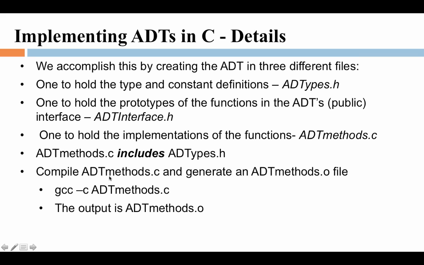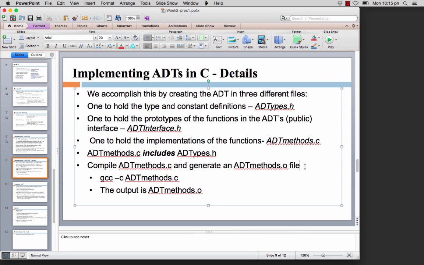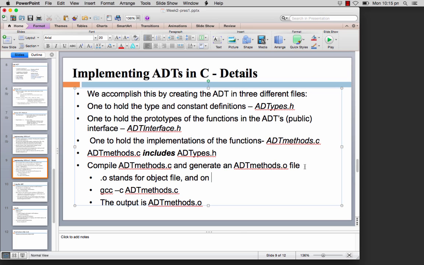You compile your ADT methods.c and generate not an executable, but what is called a .o file, otherwise an object file. On a Windows machine, this may come with the extension .obj. Let me add this right in front of you. .o stands for object file, and on Windows machines the extension is .obj.